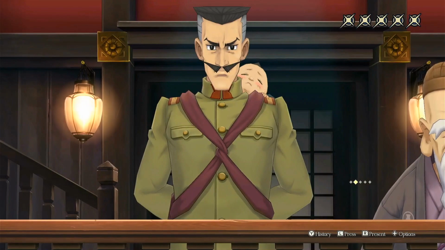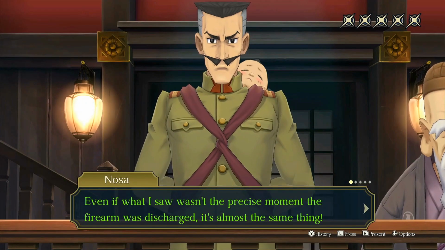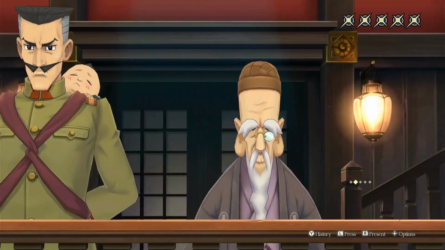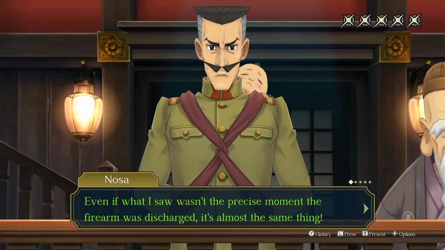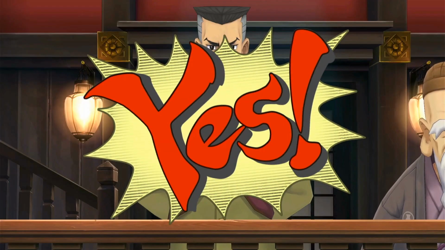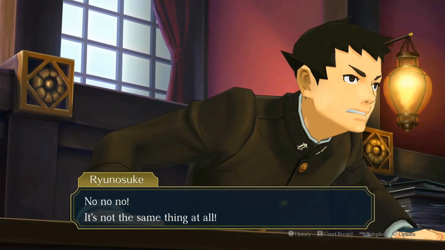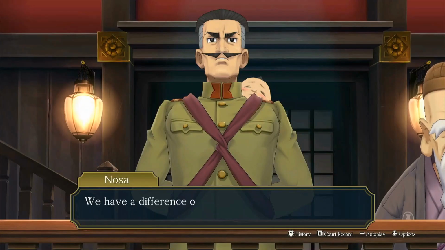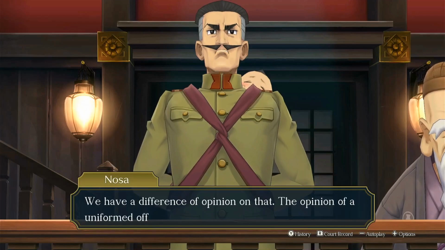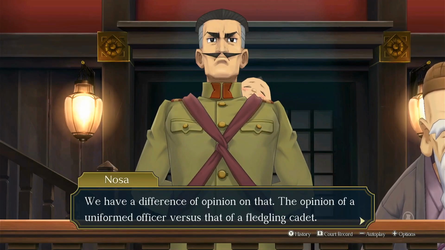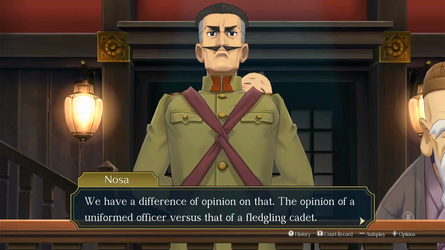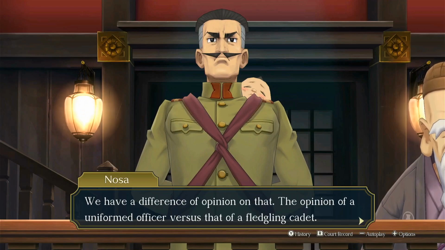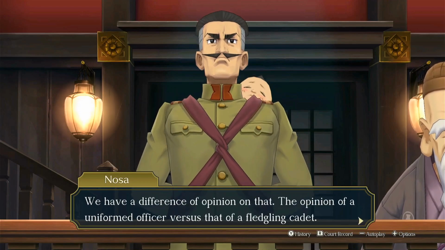So, I guess let's just pick one and go from there. It's almost the same thing. Yes. No, it wasn't. It's not the same thing at all. For a start, I didn't fire that gun. We have a difference of opinion on that. The opinion of a uniformed officer versus that of a fledgling cadet, one of which can't freaking speak.